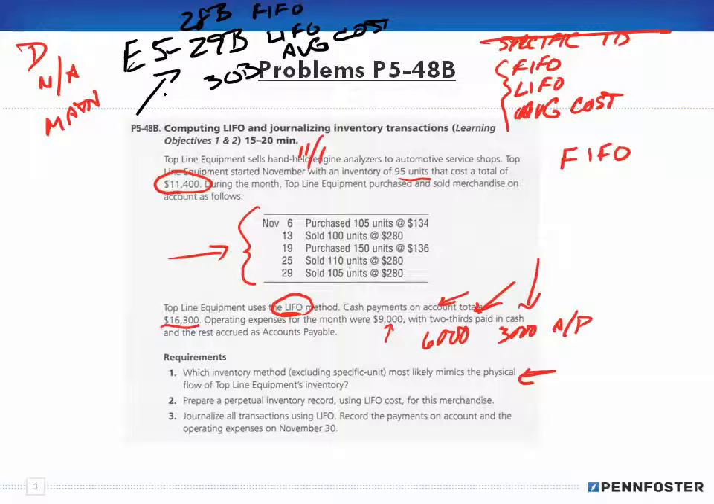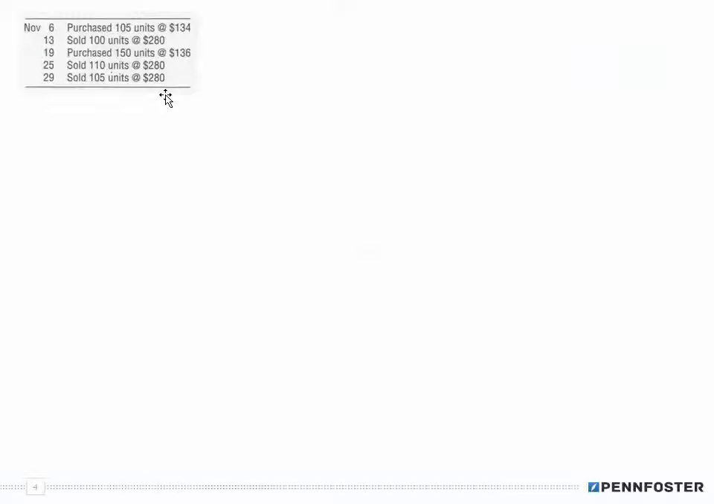Okay, so we're going to prepare a perpetual inventory record using this merchandise, and remember we started with 95 units at 11,400. Now I reproduced the transactions here to make this a little bit easier. So on 11/1, here's my purchases, here's my cost of goods sold, and here's my inventory on hand.